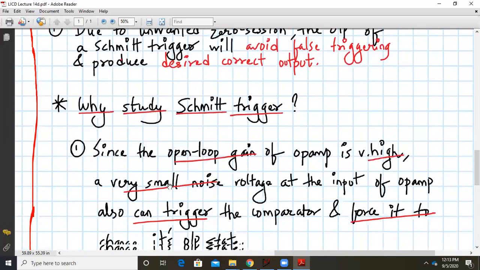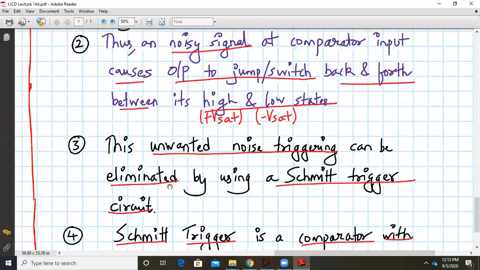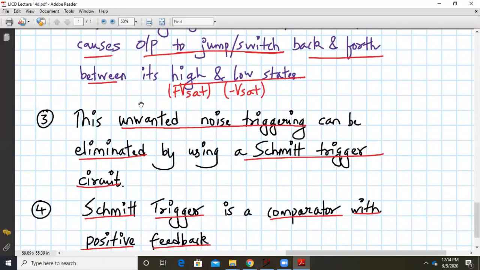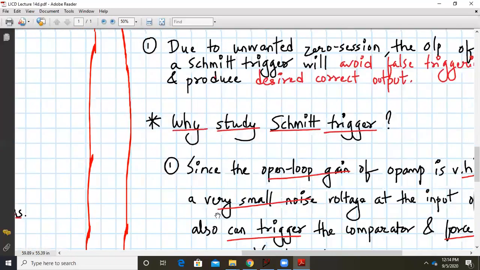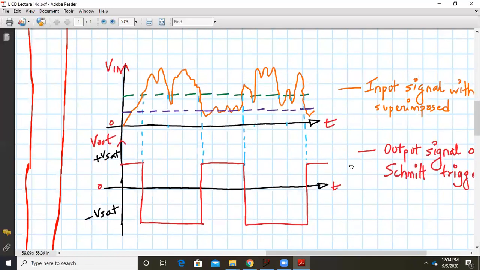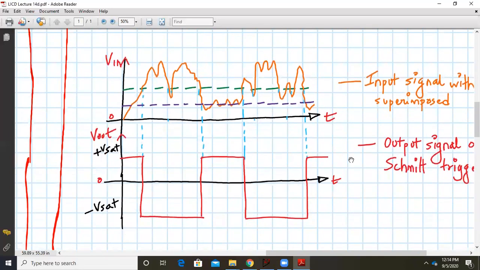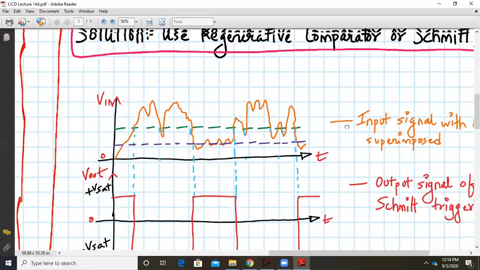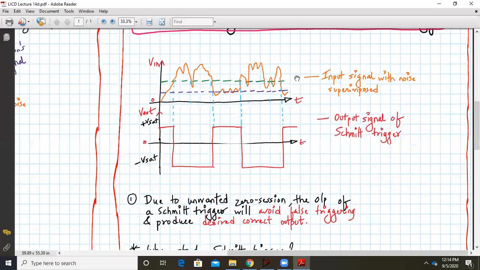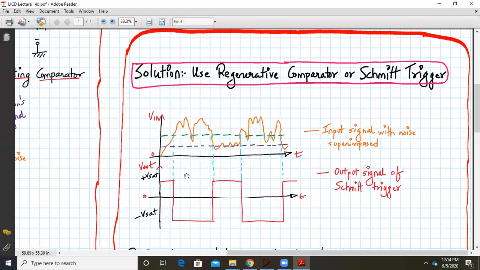So that was point number 3. Point number 4 we have already covered, that is, a Schmitt trigger is a comparator with positive feedback. A Schmitt trigger circuit is most widely used as a nonlinear application of the op amp using positive feedback. Next lecture we'll start building a Schmitt trigger circuit using op amps, so at that time we will have more clarity on this topic.